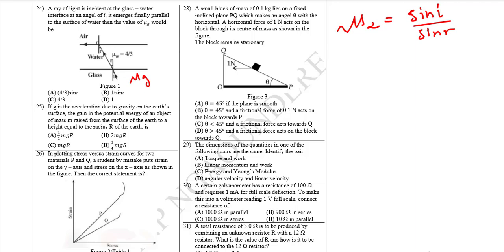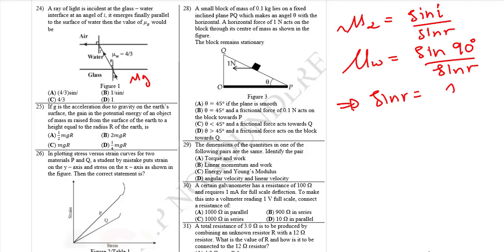Now mu 1 2 is the refractive index of water divided by the refractive index of air. The refractive index of air is 1, so we have mu water will be equal to sine I, which is 90 degrees, divided by sine R. So this means that sine R will be equal to 1 all over mu water. The mu water is 4/3, so sine R will be equal to 3/4. So we can call this 1.